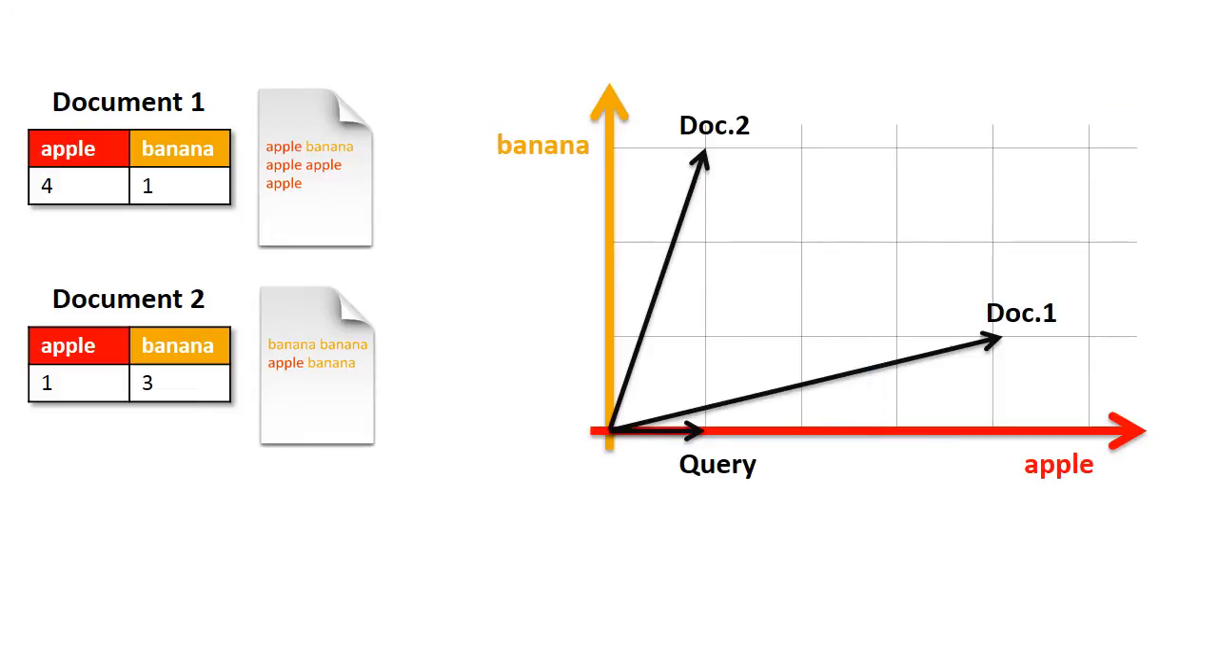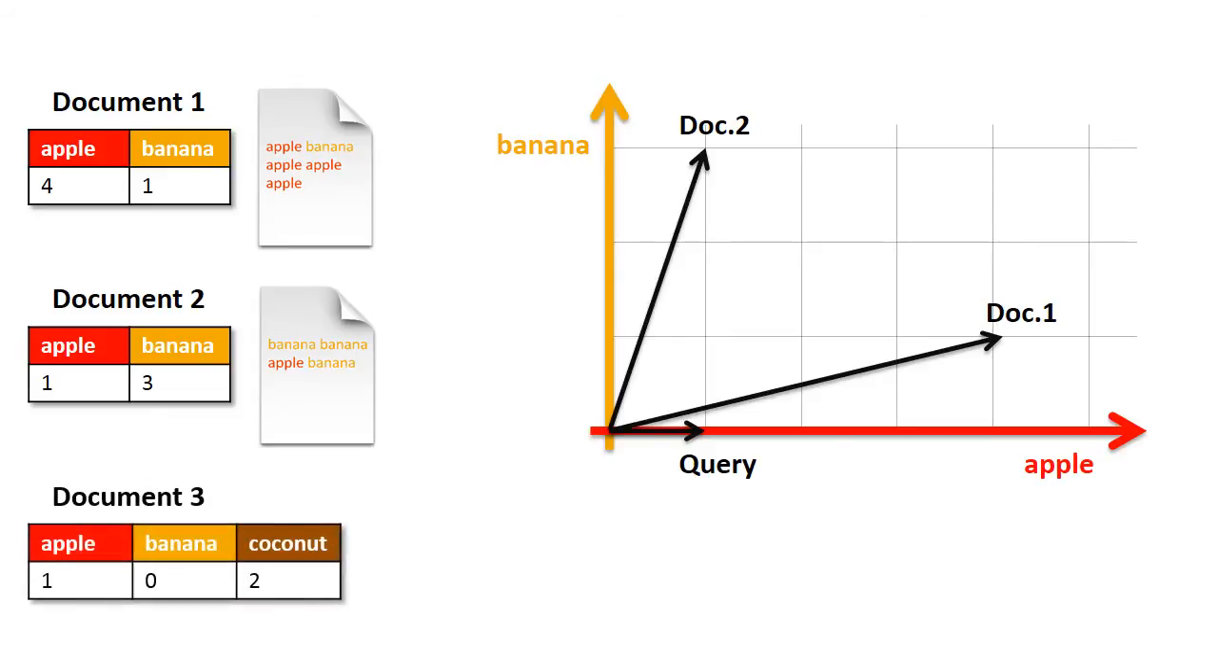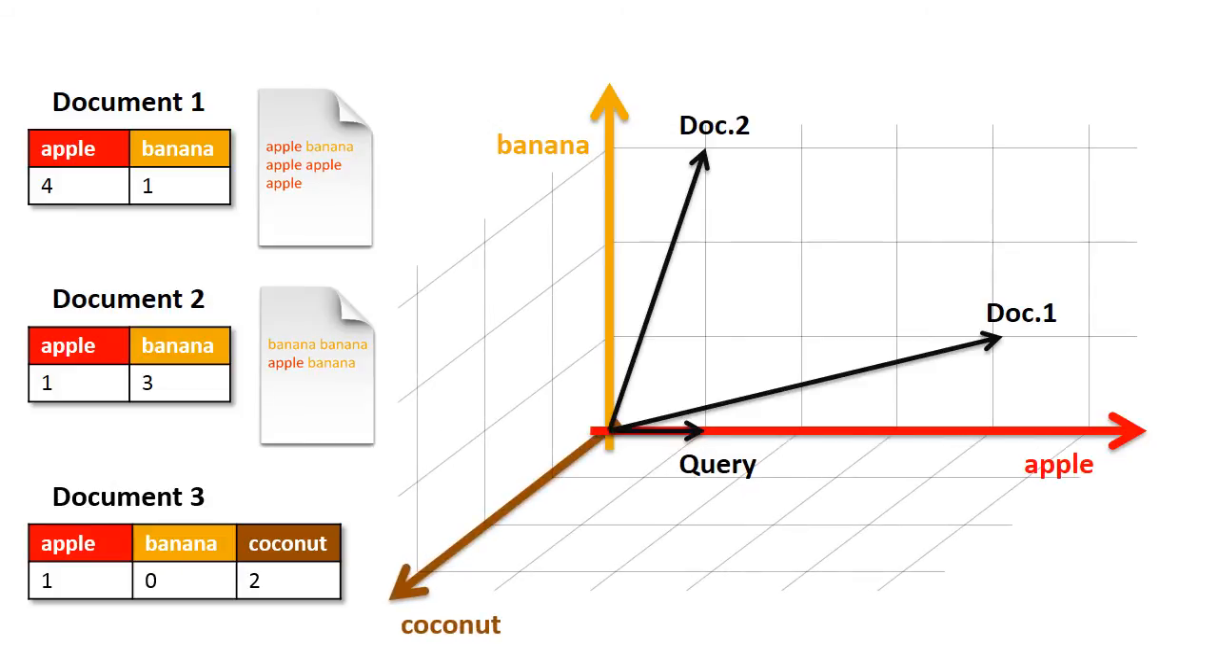But so far, we only consider apples and bananas. What if our vocabulary grows? Let's say we add the word coconut. As you can see, this just adds another axis. We are in 3D now. But our previous vectors do not change at all. Even if we have one axis for every single word we can think of, the principle stays the same.